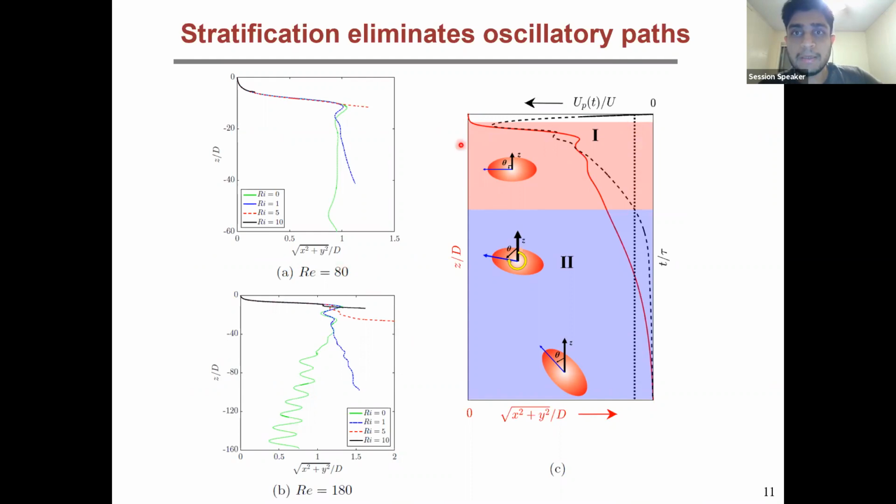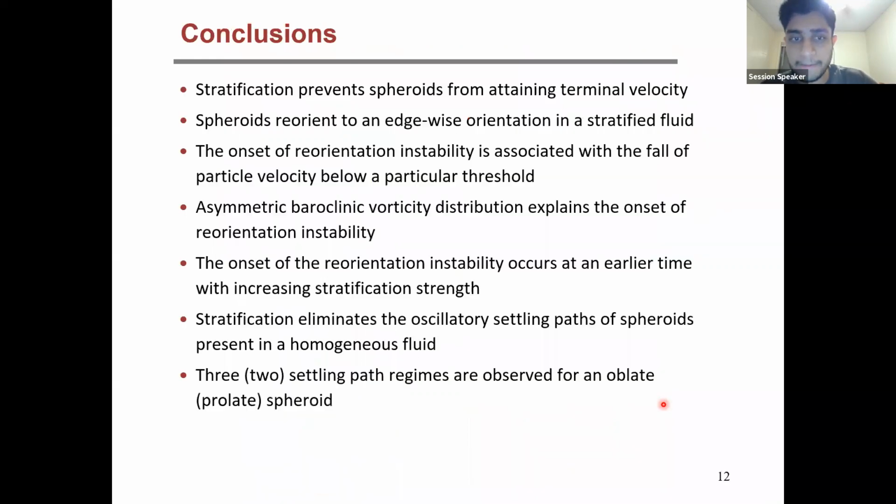The first is a homogeneous fluid-like regime where the particle settles in a horizontal orientation, and once the velocity falls below the threshold, it starts to reorient and gets deflected in the horizontal direction until it reaches a final orientation such that its longer edge is along the direction of gravity, and finally it stops at its neutrally buoyant position.